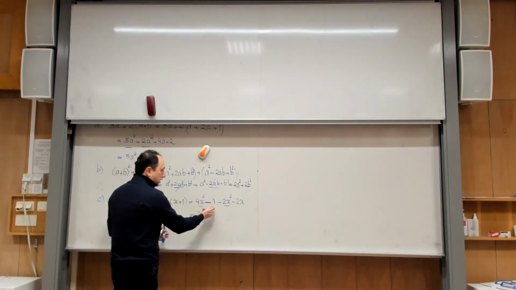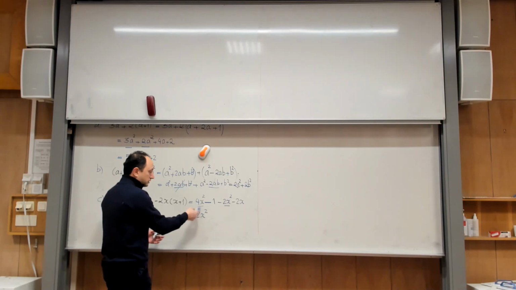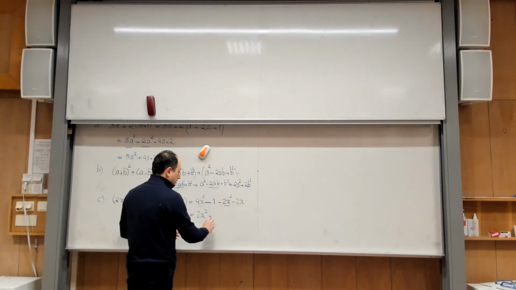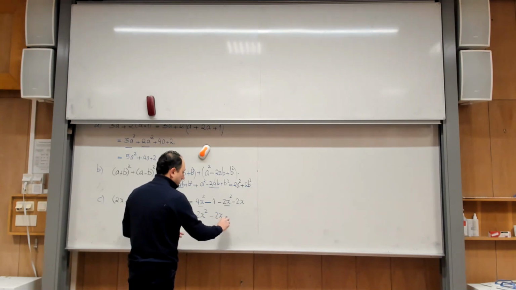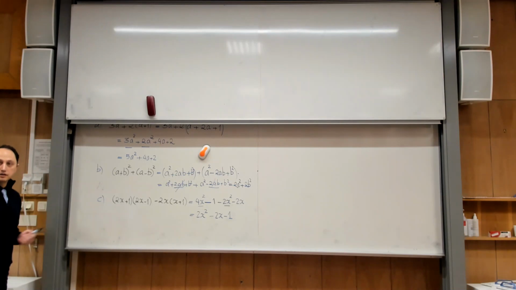You can write minus 1 minus 2x, but I prefer to write it in an organized way in a descending order of the powers. That's not compulsory, of course. You can write minus 1 minus 2x, but I prefer to write minus 2x minus 1. Yes? Is that clear?